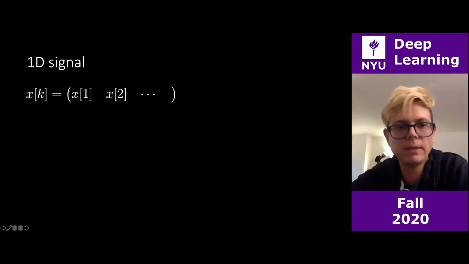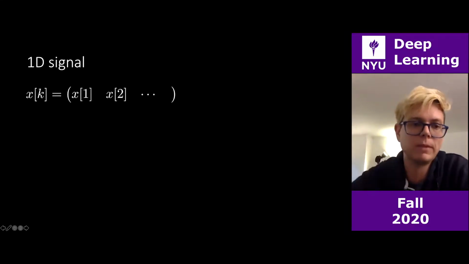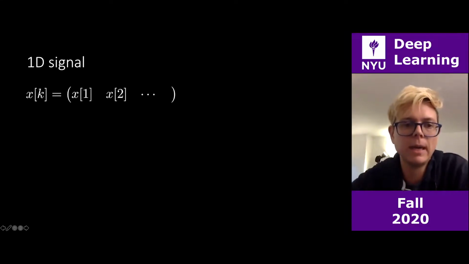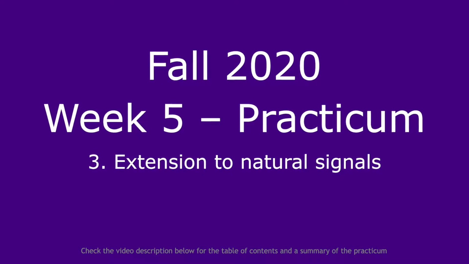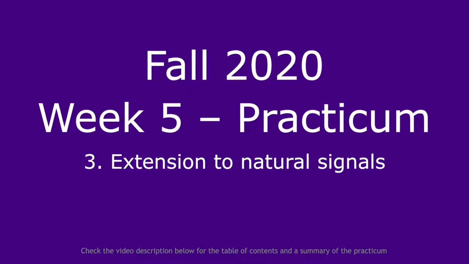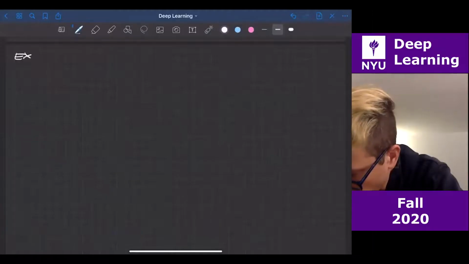All right, a very simple example of a 1D signal is simply my x square bracket k, which indicates that this is a discrete sampling process, and I have my x1 item, x2 item, and so on. Okay. All right, so let's extend the notion of matrix multiplication to these signals.